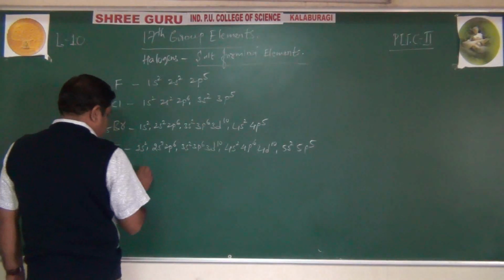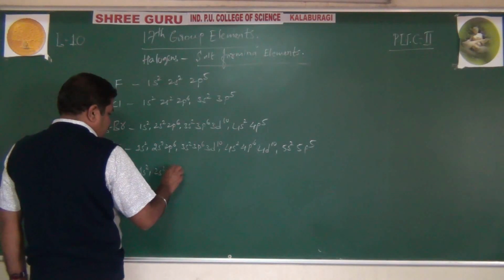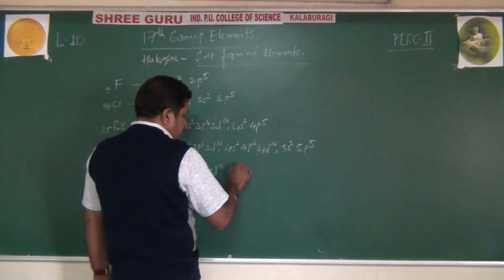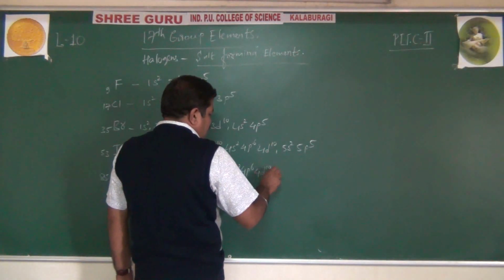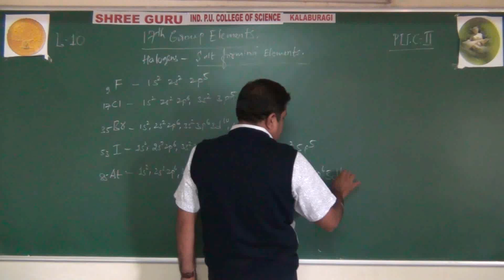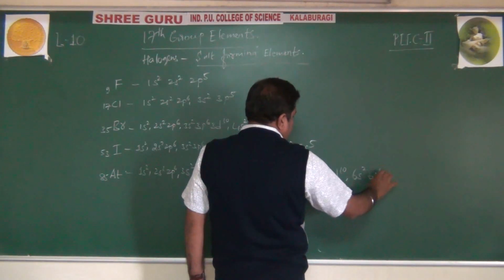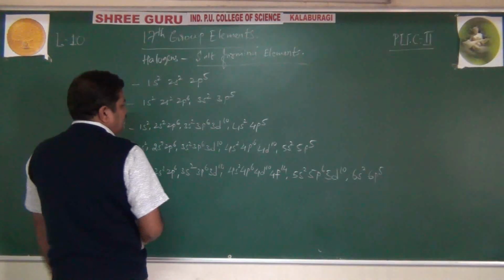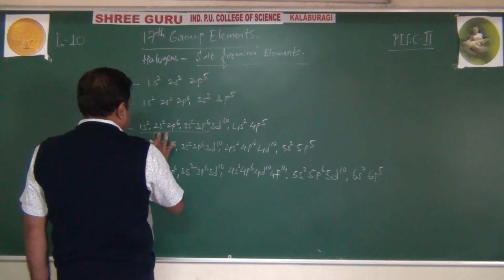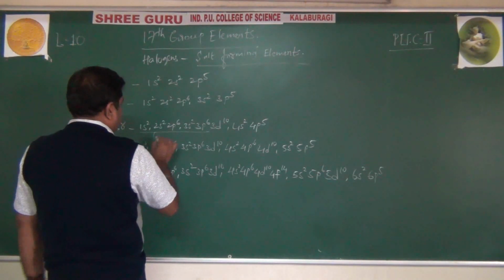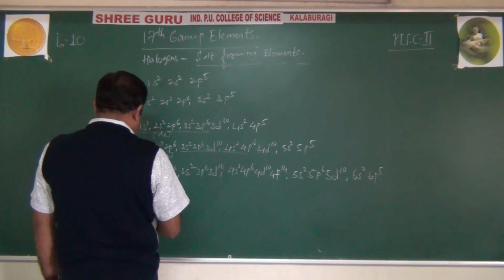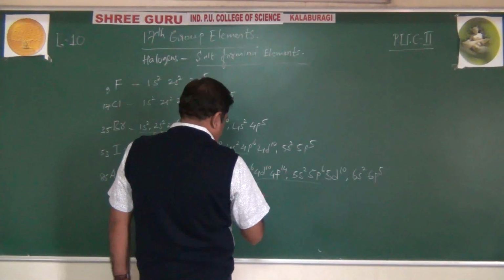And lastly, astatine: 1s2, 2s2, 2p6, 3s2, 3p6, 3d10, then 4s2, 4p6, 4d10, 4f14, 5s2, 5p6, 5d10, then 6s2, 6p5. Right, so like this we can write. We can also write it in short form, using argon, krypton, and xenon cores.